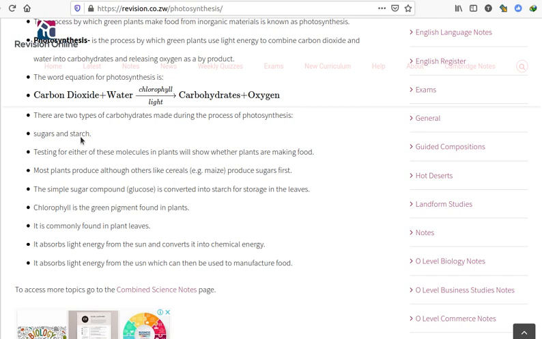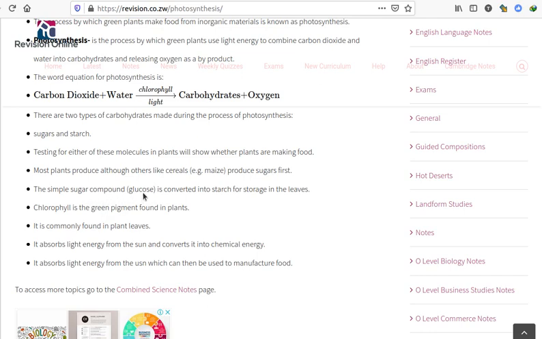I'm sure you are following me up to now. Then we are saying that most plants produce starch, although other plants like cereals produce sugars first, instead of producing starch. When you're talking about all cereals, like maize, we're saying that they produce sugars first, the simple sugar compound, which is glucose. So glucose is just a simple sugar, right? So glucose is just a form of carbohydrate.